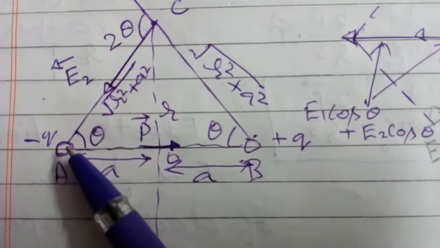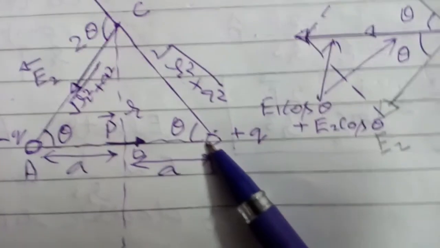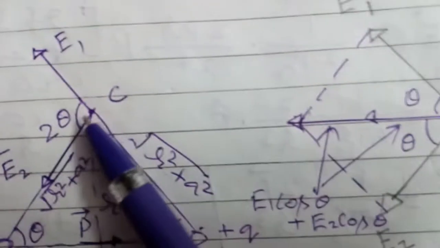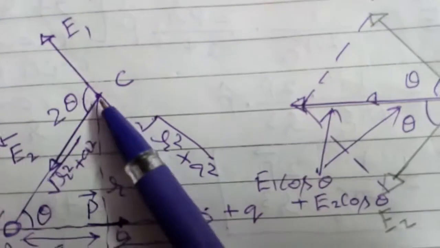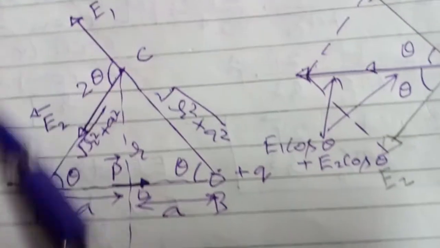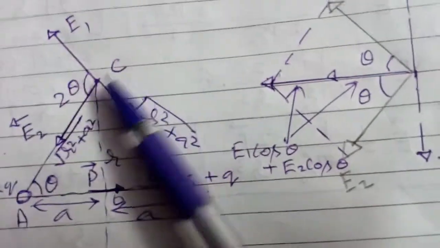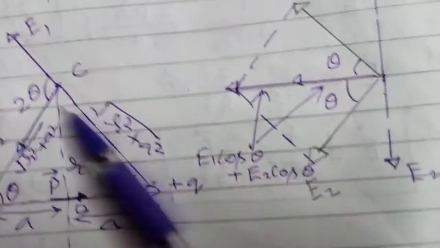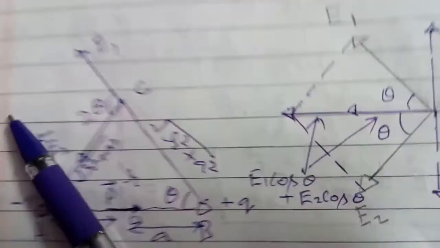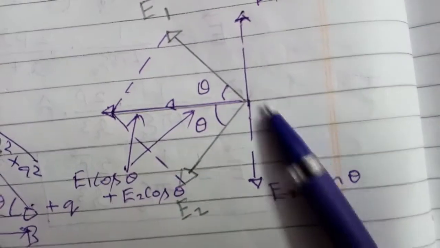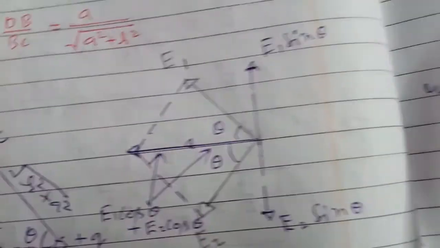Direction of dipole moment is from minus q to plus q charge, and the direction of the resultant E is in this direction, which has been shown in this diagram, not here, just to avoid confusion, because this area will be very crowded. So I have a separate diagram for this portion. This is point C.